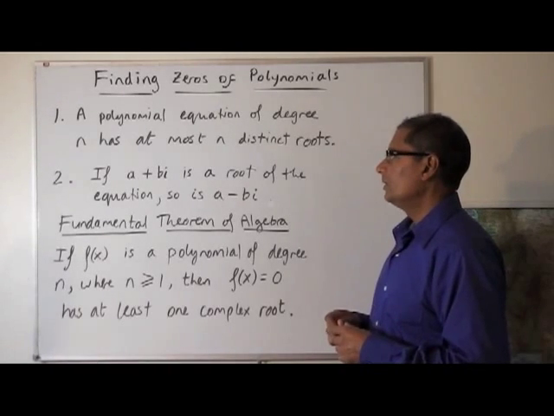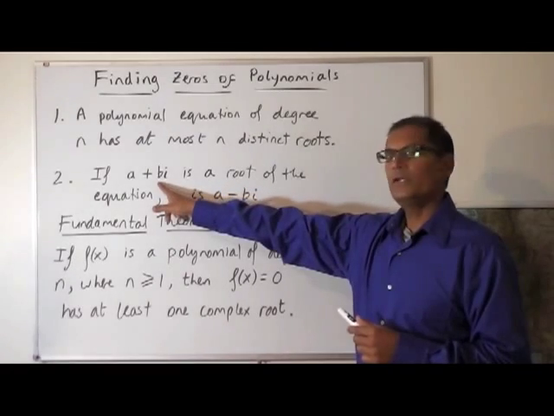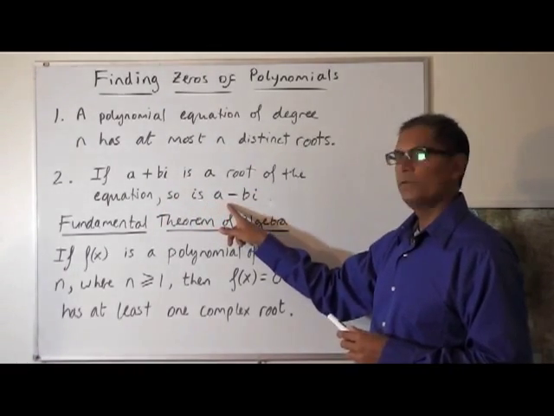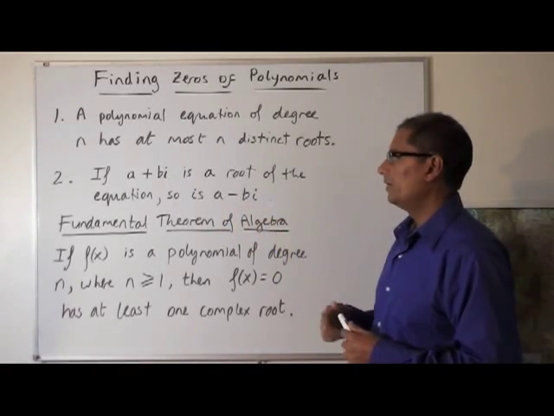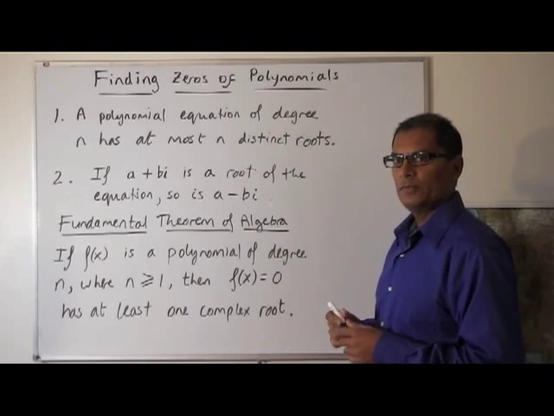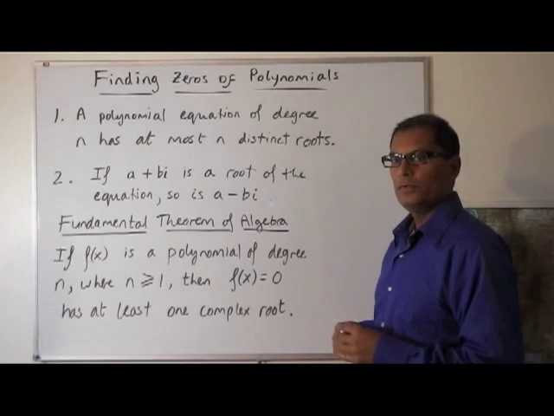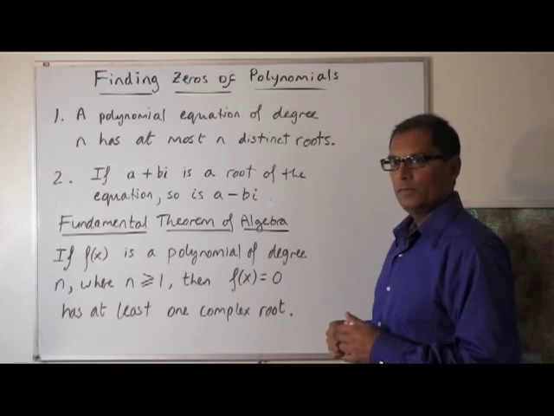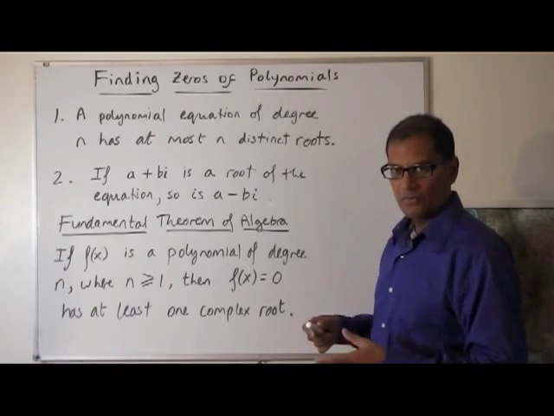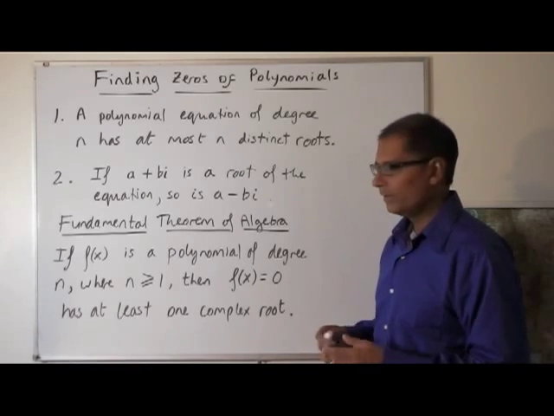In addition, if a plus bi, this complex number, is the root of the equation, so is what we call the conjugate, a minus bi. So if that complex number a plus bi is a root, then a minus bi must also be a root of the equation. In terms of zeros, it would be the zero of the polynomial.